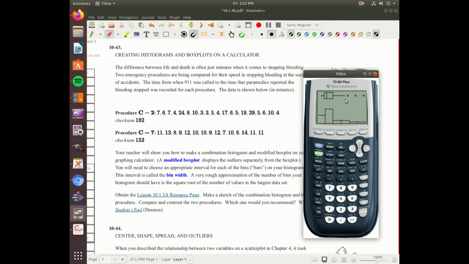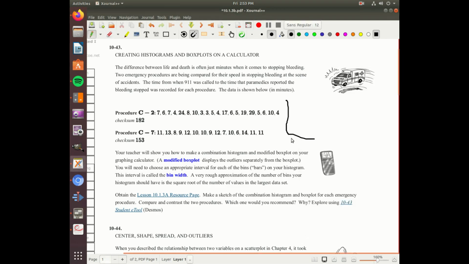What I would do at this point is literally handwrite. I would go over here and say, all right, here's what my scale looks like. I have my scale from 0 to 5 to 10 to 15, and I would have my histogram and my box and whisker plot, and it would look however it was going to look. And then I would know that this was C2, right? And then I would do the same thing for C7. And I would have the scales right on top of each other.